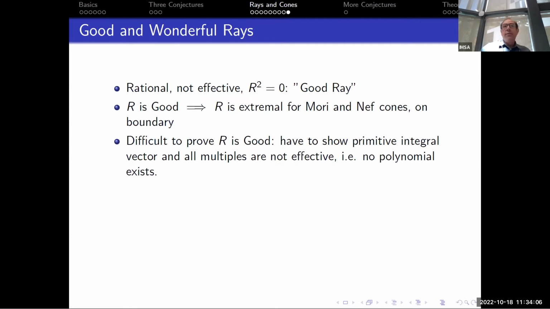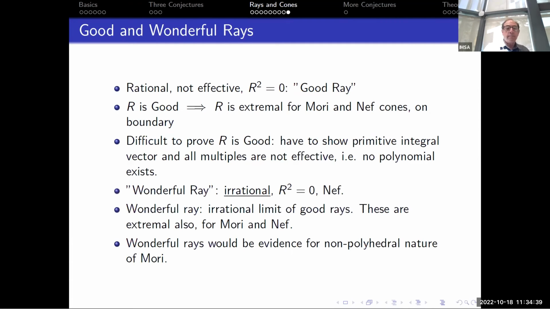Okay? And it's difficult to prove that a ray is good. You have to show that the primitive vector, since every rational ray has a primitive vector, the smallest integer vector in the ray, that primitive integral vector and all multiples are not effective. There's never any curve. No polynomial exists. So this is not so easy to prove usually, because you're right at the boundary of the situation where it should exist or not, according to Riemann.